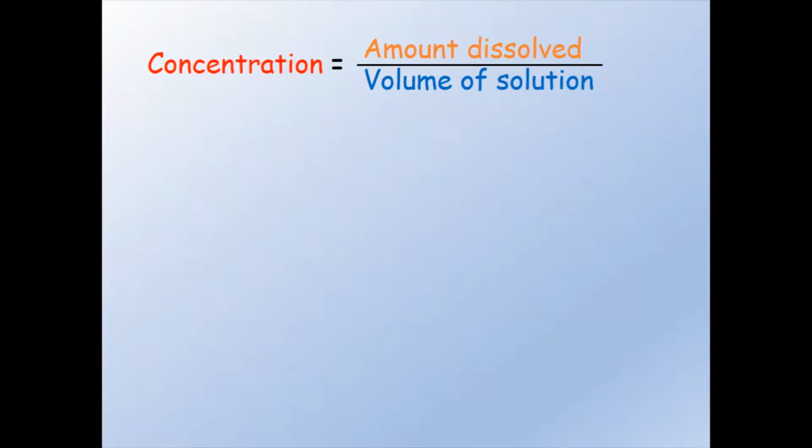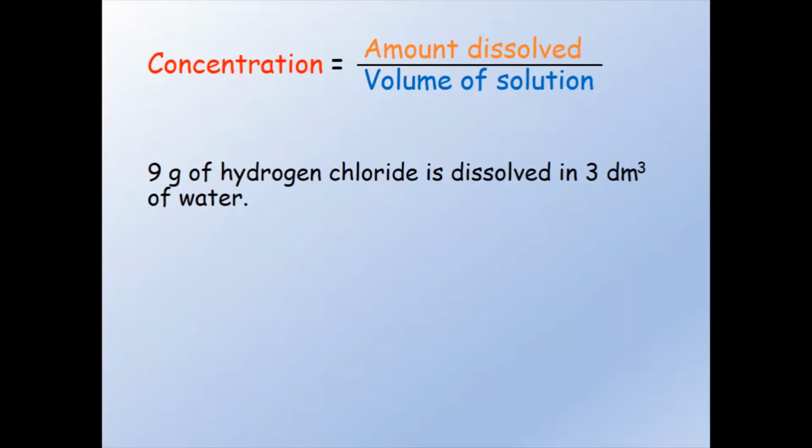Now let us have a look at another example. 9 grams of hydrogen chloride is dissolved in 3 decimeters cubed of water. Calculate the concentration of the solution. Now you can grab a piece of paper, pause the video, and have a go yourself at calculating the concentration. You can use the equation above.